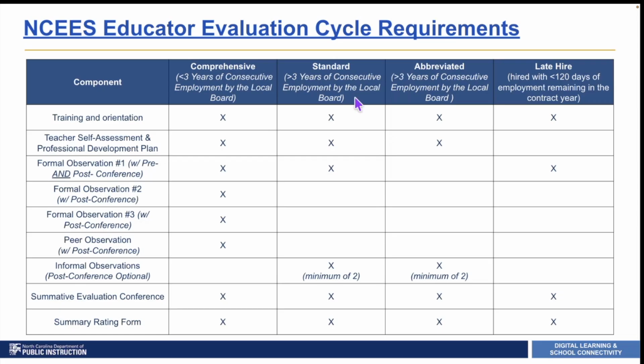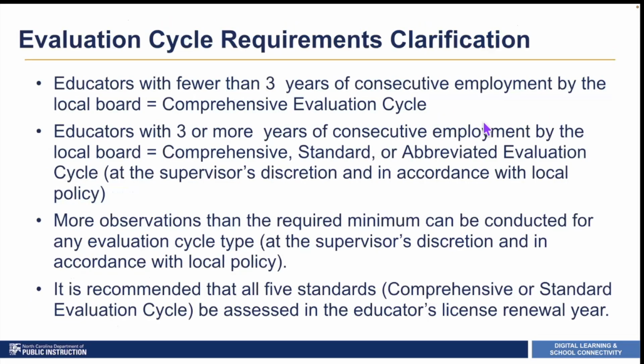And then we also have the late hire over here, which says that if you are hired with less than 120 days of employment remaining on the contract year, you can be placed on the late hire. And this will show everything that is required for each cycle type. And you can take a look at that based on what standard type you are assigned to.